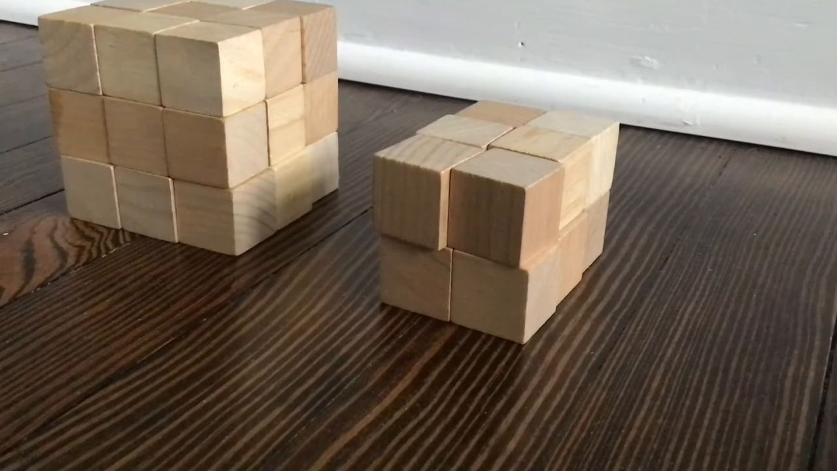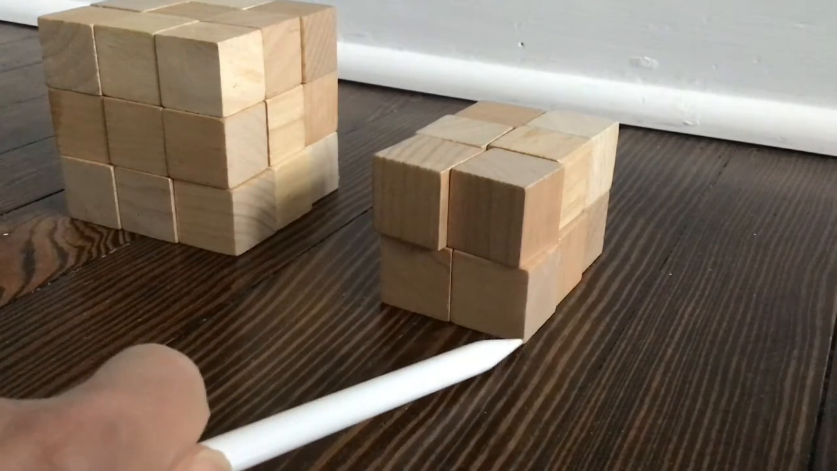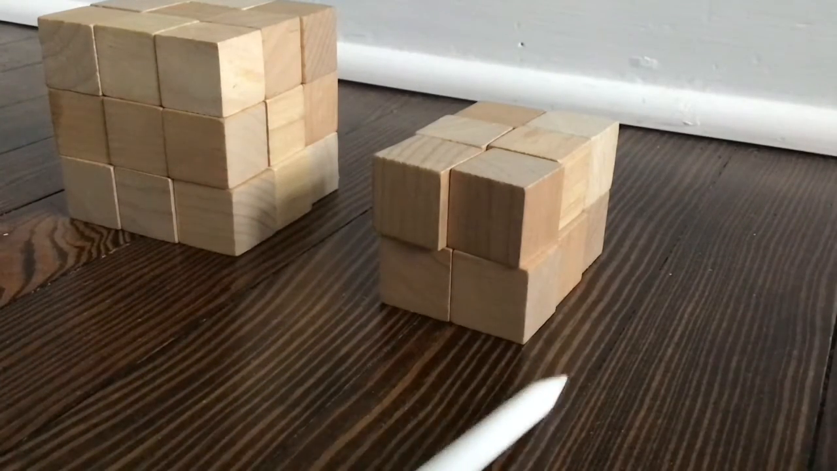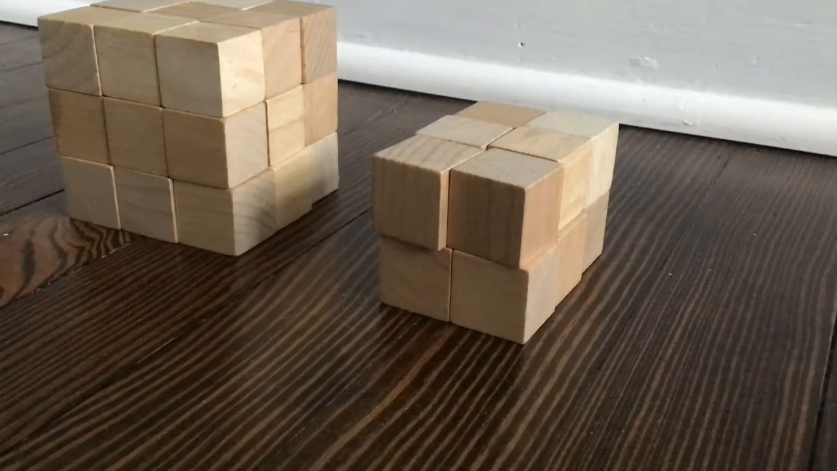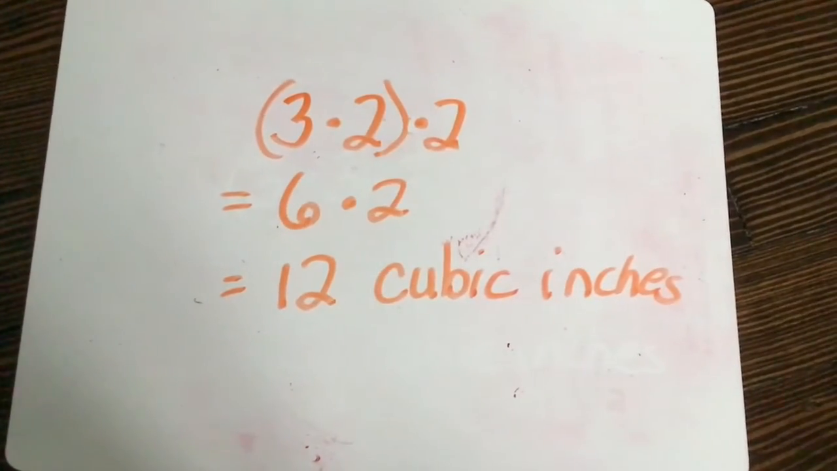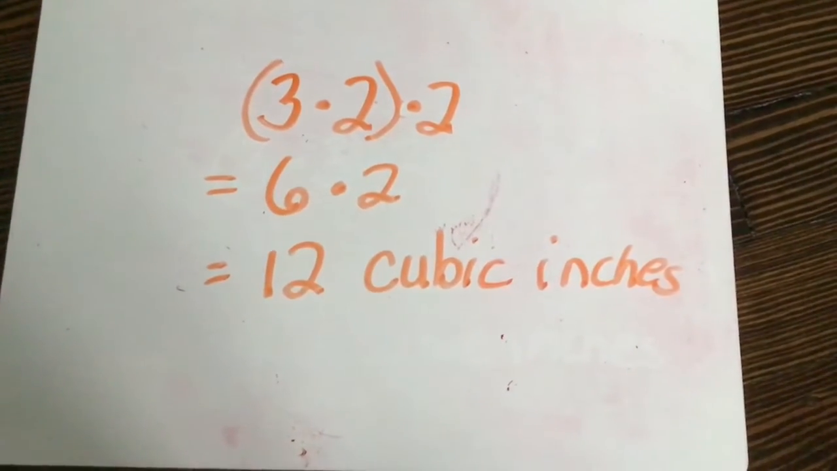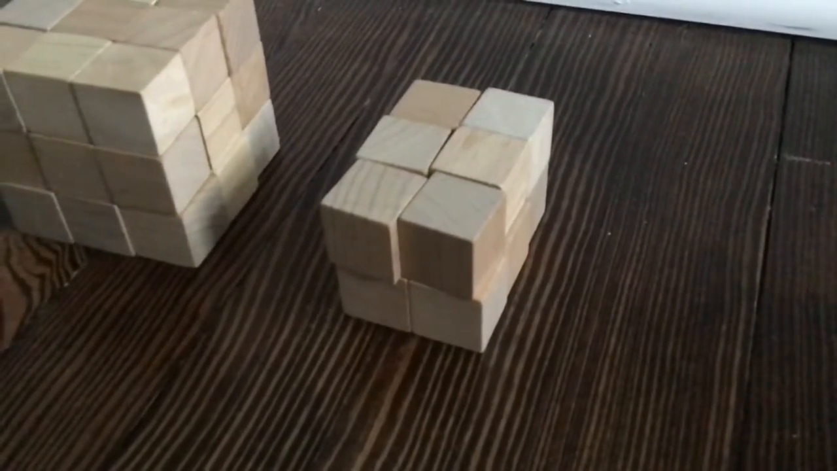So next we find the volume of this part of the figure. The length is 3, the width is 2, and the height is 2. So that would be 3 times 2 times 2. 3 times 2 times 2 is the same as 6 times 2, which is 12 cubic inches. So this part of the figure is 12 cubic inches.